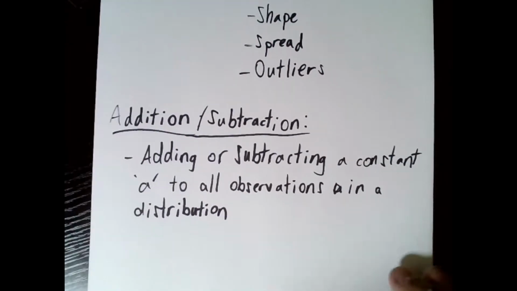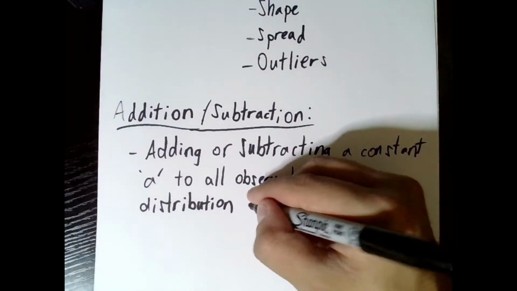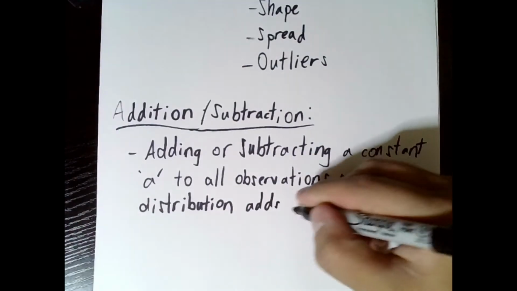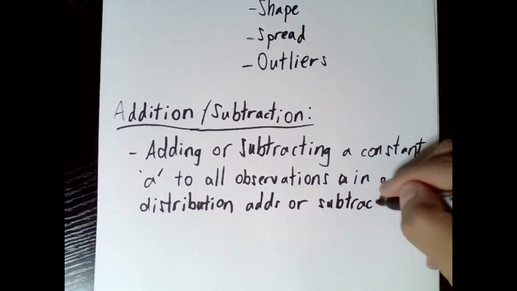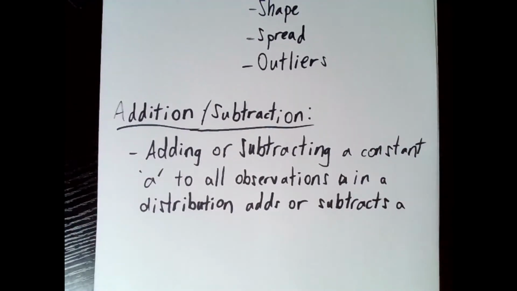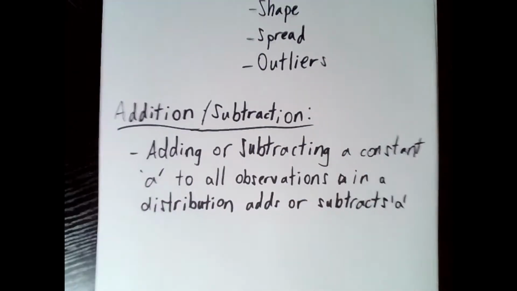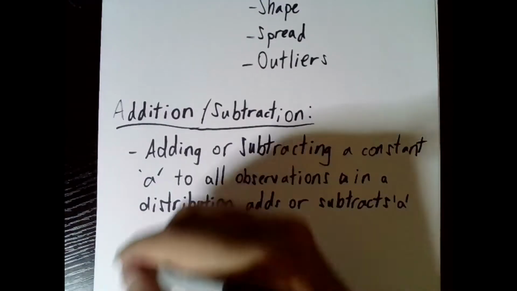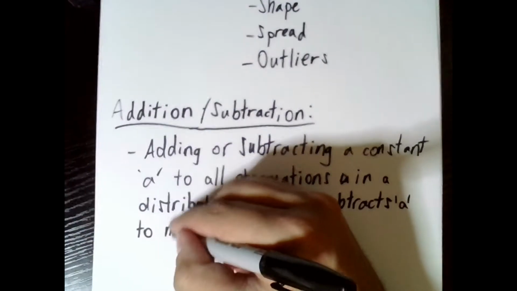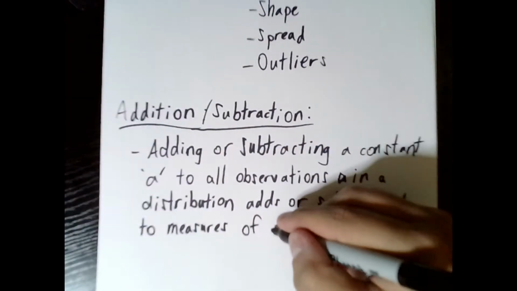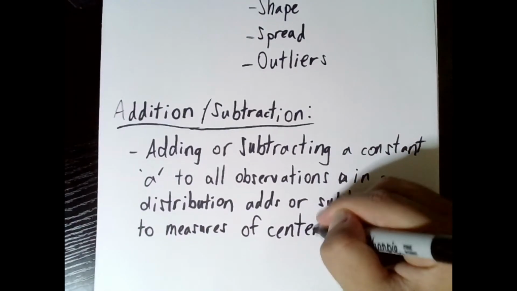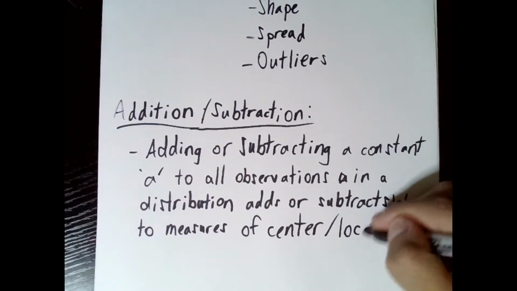adds or subtracts A to measures of center and location.